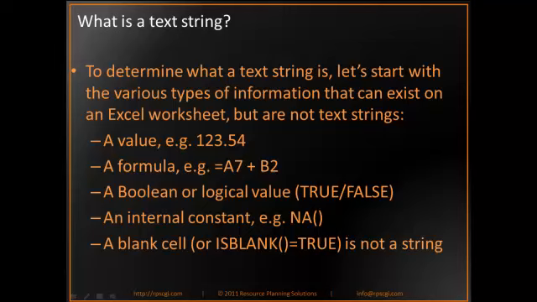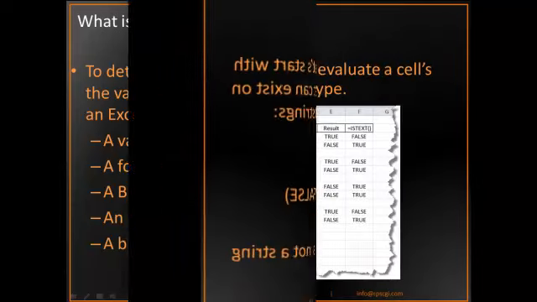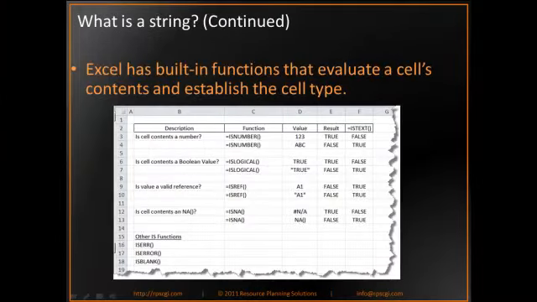If you were to use ISBLANK on that cell, with the cell address in the parentheses, and it returns true, then it's blank. So it's not anything. It's not a value. It's not a formula. It's just blank. Here you can summarize some of the different functions that are used to evaluate data objects in Excel.